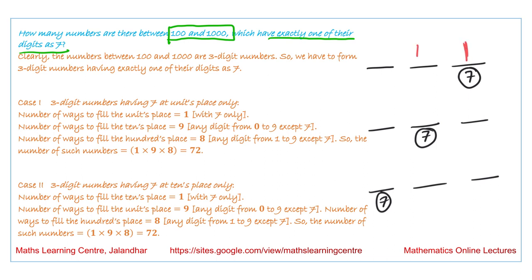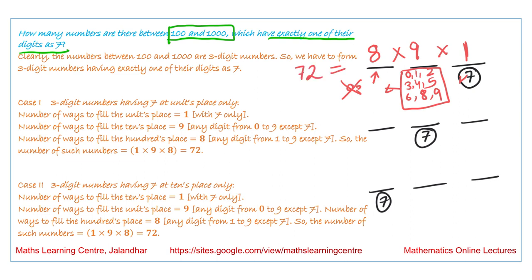So in this first case we have one option for this term. At this term we can have 0, 1, 2, 3, 4, 5, 6, 7 is already occupied at the units place, so we will have the options 6, 8 and 9. So the number of options we have is 9. And at this hundreds place, out of these options 0 cannot be there. So the number of options we have is 8. So the answer we are getting is 8 into 9, that is equal to 72.